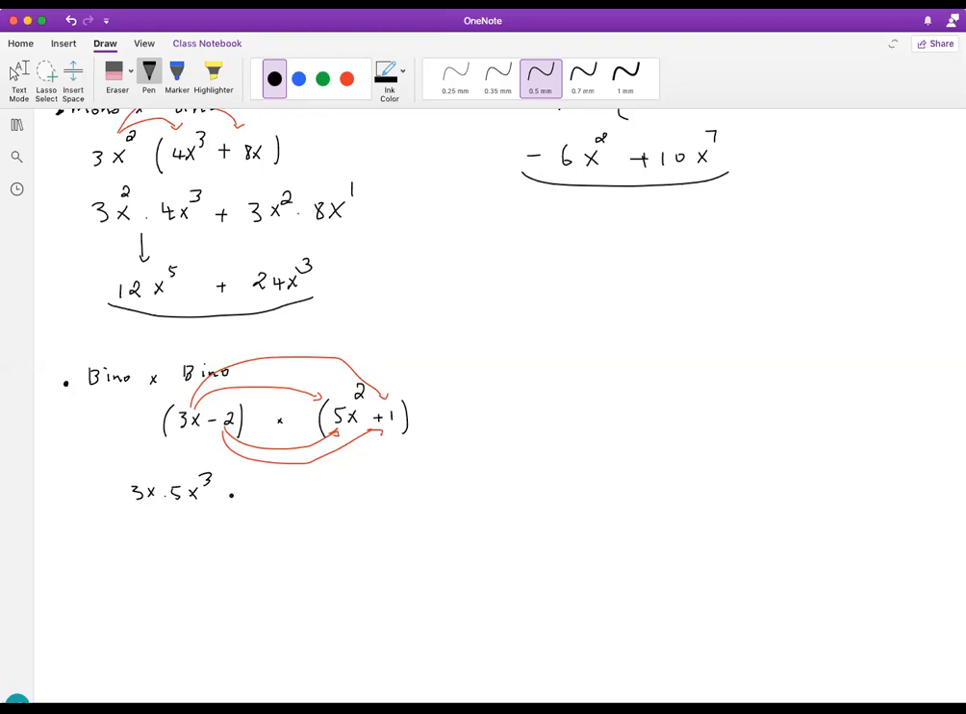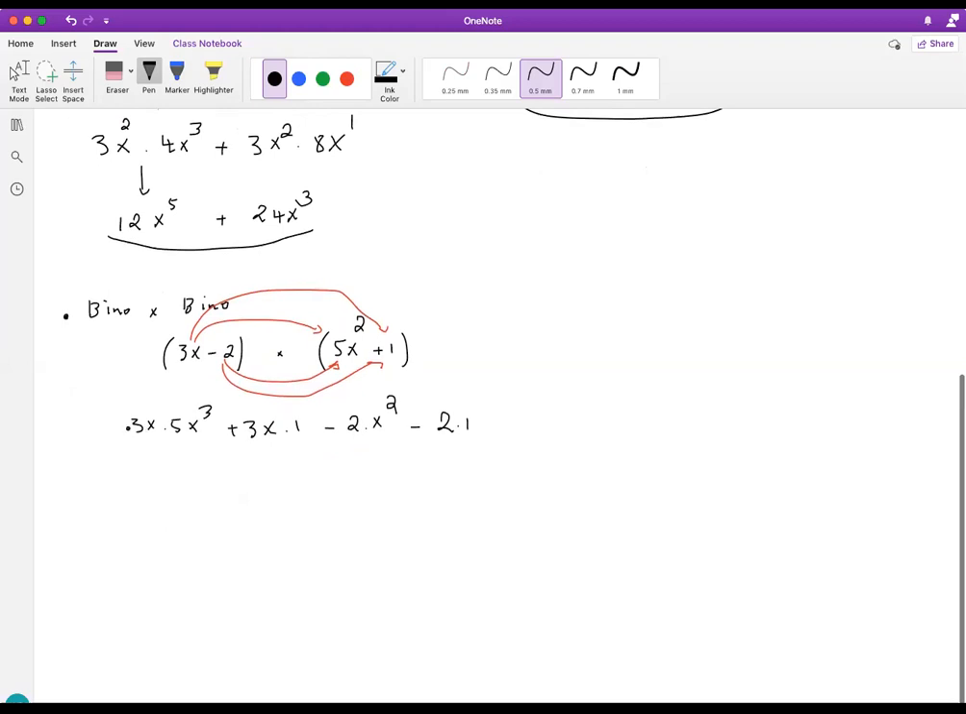3x times 1, both positive. So 3x. That's right. Then you have negative 2 times positive 5x to the second. So negative 10x squared. That's right. Always write your sign first, and then 2 times x to the second. Finally, negative 2 times positive 1, and the sign will be negative. That's right. Negative 2. Sign, negative times positive, then 2 times 1.